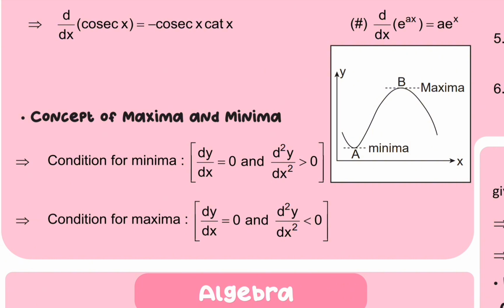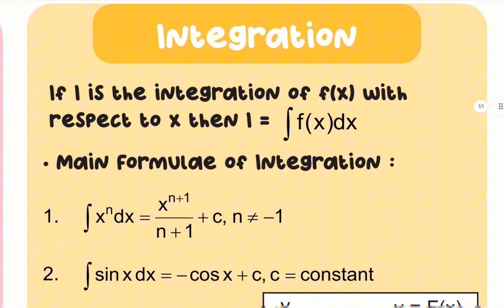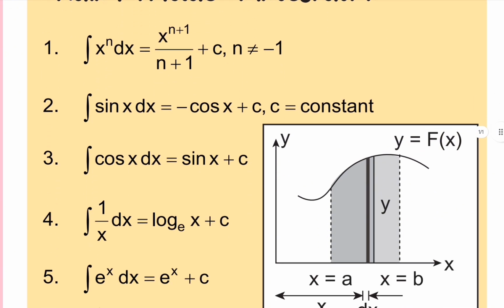And if it is negative, it is maxima. Integration: if I is the integration of f of x with respect to x, then I is equal to integral f of x dx. So the main formulas of integration: integration of x raised to n dx equals x raised to n plus 1 divided by n plus 1, plus c. The c is a constant and n should not be equal to minus 1. Integral sin x dx equals minus cos x plus c.